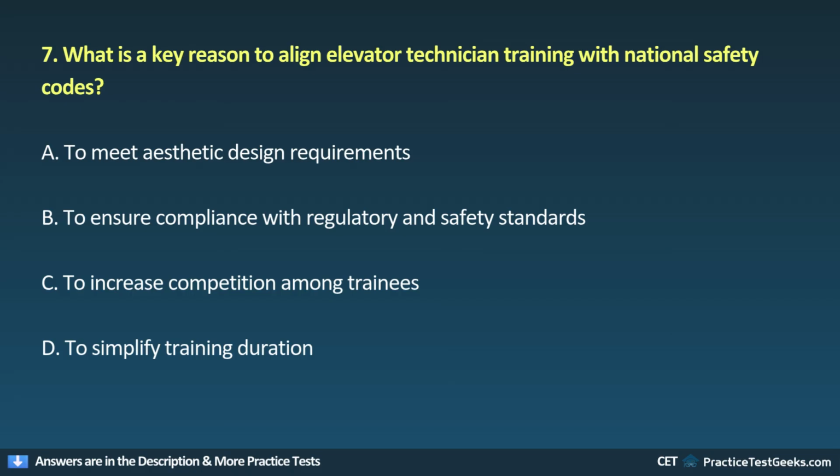7. What is a key reason to align elevator technician training with national safety codes? A. To meet aesthetic design requirements. B. To ensure compliance with regulatory and safety standards. C. To increase competition among trainees. D. To simplify training duration.